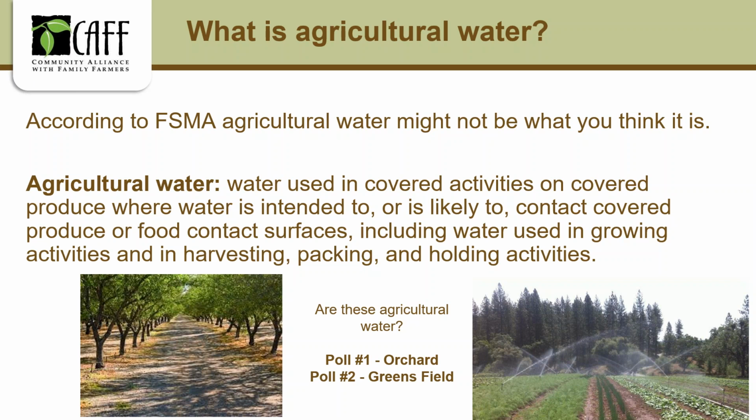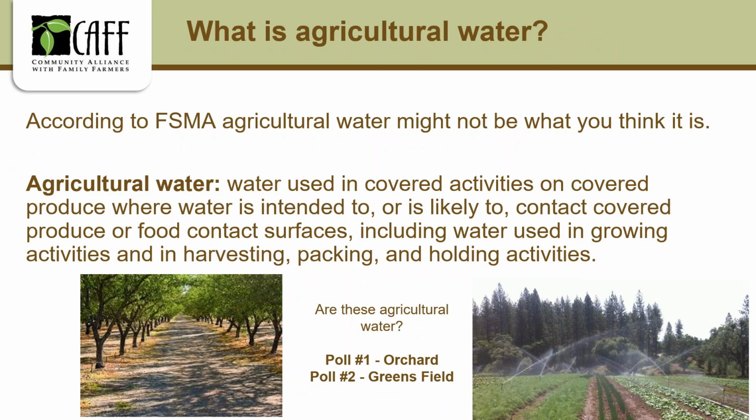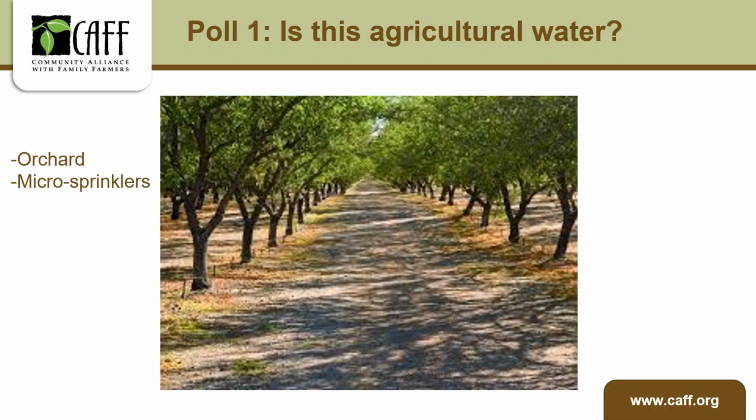So we have a couple examples now. If I go to the next one, we're going to do an audience poll for engagement, talking through whether or not something is agricultural water. In this first example, we have an orchard that has micro sprinklers at the base of the rows of the trees, every 6 feet or so down the row, right in line with the trunks of the trees. Is this agricultural water? Megan, do I need to? Yeah, I'll launch the poll now.